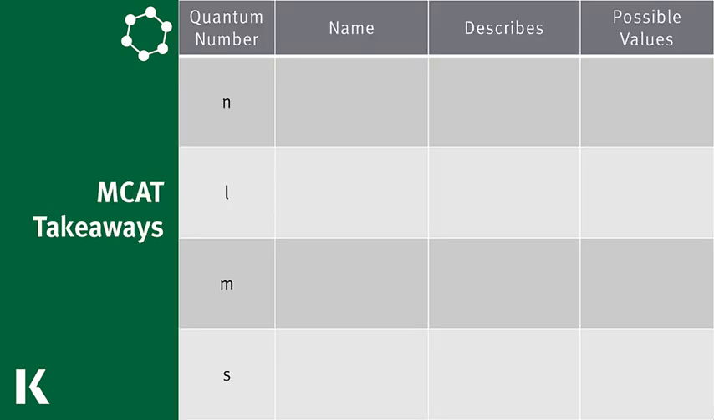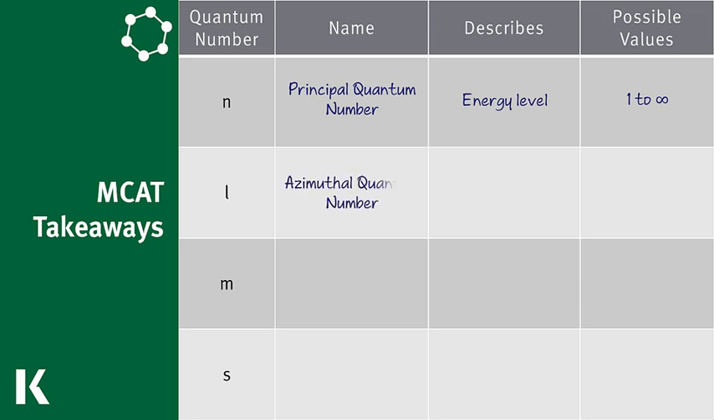Now that you've reached the end of this video, you should see if you're ready for test day by filling in this chart. n is more commonly referred to as the principal quantum number, and it describes the energy level of an electron. Its possible values range from 1 to infinity. You might hear l referred to as the azimuthal quantum number, and it describes the subshell of an electron. Its possible values range from 0 to n-1.